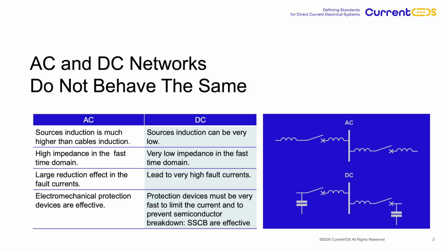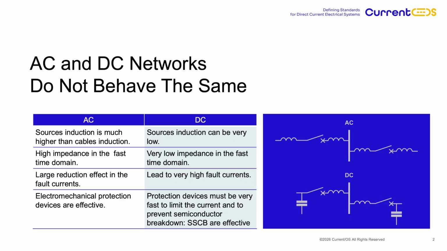In the event of a fault, such as a short circuit, these inductances result in current increases that are relatively slow, on the scale of tens of milliseconds. Electromechanical circuit breakers are well suited for this, reacting effectively within 10 to 50 milliseconds.